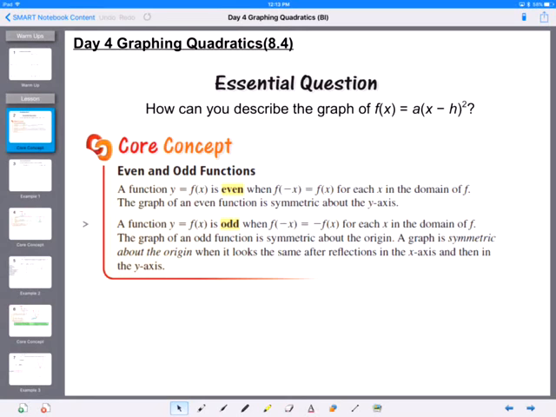Graphing Quadratic Functions, Day 4. In the Big Ideas book, it's section 8.4. How can we describe the graph of f of x is equal to a times the quantity of x minus h squared? So I just want to review the core concept regarding even and odd functions.